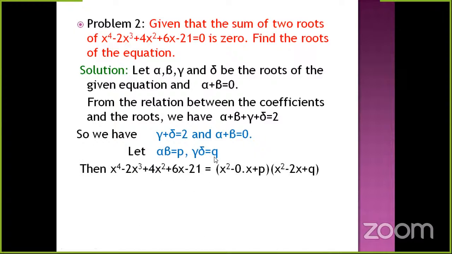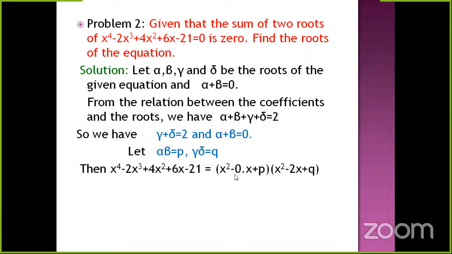Is it clear? Now see here, the quadratic equation with roots alpha and beta can be written as x square minus sum of the roots into x plus product of the roots. Here the roots are alpha and beta, the sum of the roots is equal to 0, so I am substituting 0 and the product of the roots is P. So this is the equation with roots alpha and beta. Similarly, I can frame another equation with roots gamma and delta: x square minus sum of the roots into x plus product of the roots.